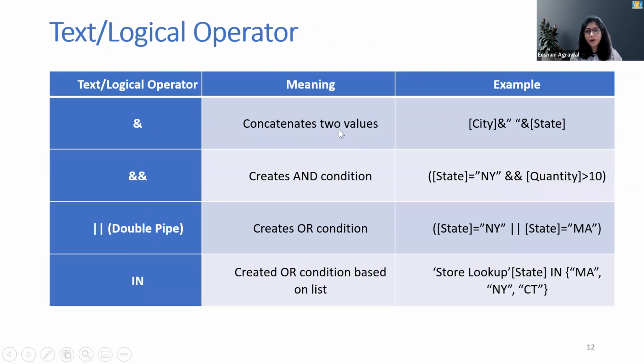Ampersand is again used for concatenating two values. Double ampersand is, however, being used over here as an AND condition, when we have to check two conditions and both the conditions need to be met. In those cases, we use double ampersand. Like for example, over here in this example, I'm checking if the state is equal to New York and the quantity is greater than 10. So it's checking if this is true, then it returns me a value of true. Similarly, this double pipe symbol is used for working as OR. So if I have two conditions and I want to put an OR in between, this is how it is used. And then we have also in.